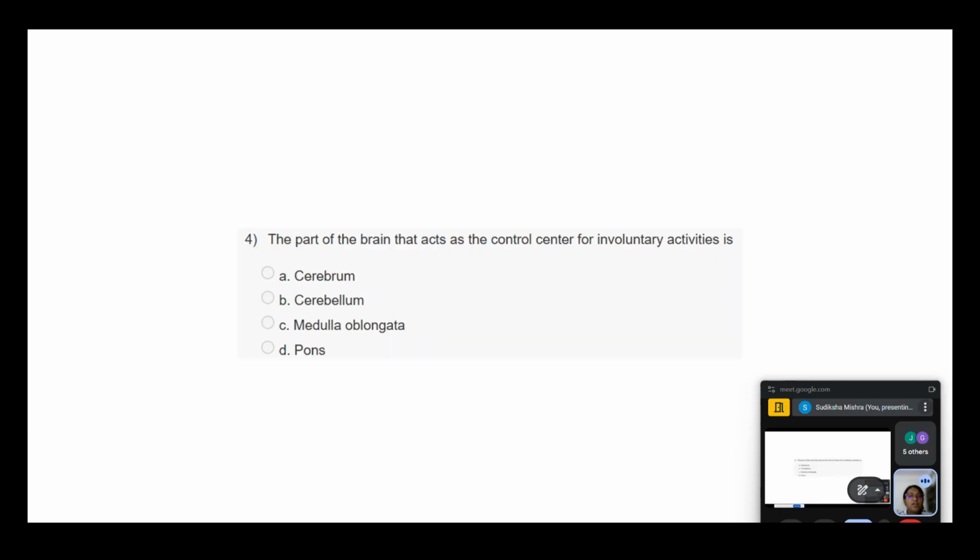Part of the brain that acts as the control center of involuntary activities is: cerebrum, cerebellum, medulla oblongata, or pons. The answer is medulla oblongata. This has control centers for respiration and peristalsis, etc.